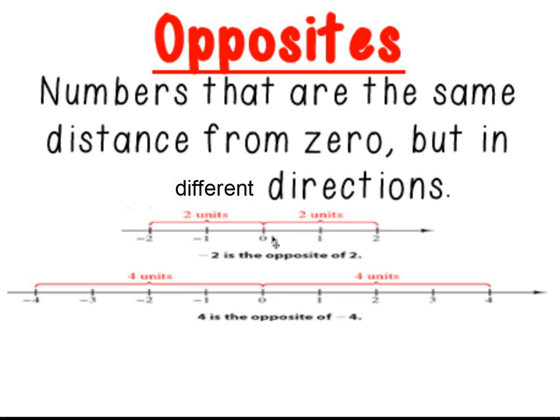All right, so in this case, 2 is 2 units from 0, and negative 2 is 2 units from 0, so they are considered to be opposites. As long as the steps you take to get to one are equal to the steps you would take to get to the other, but you would be going different ways, you are finding the opposite.